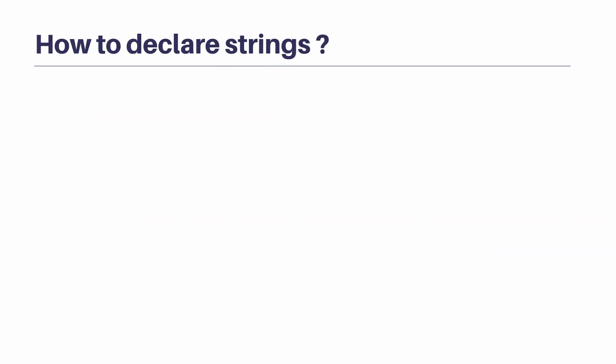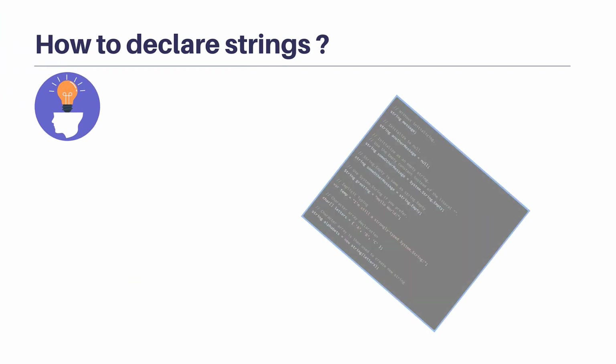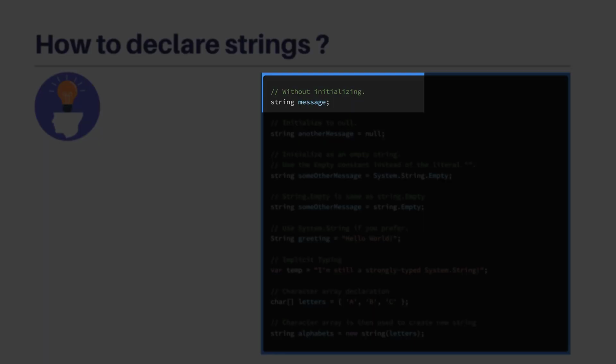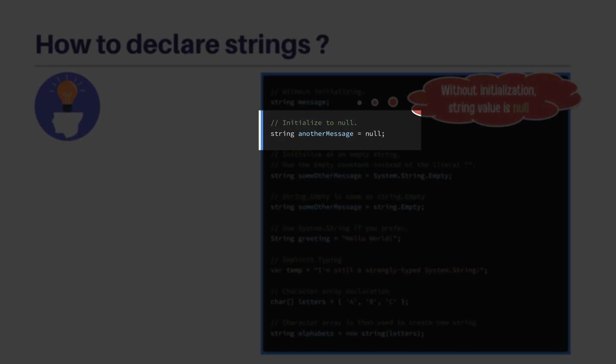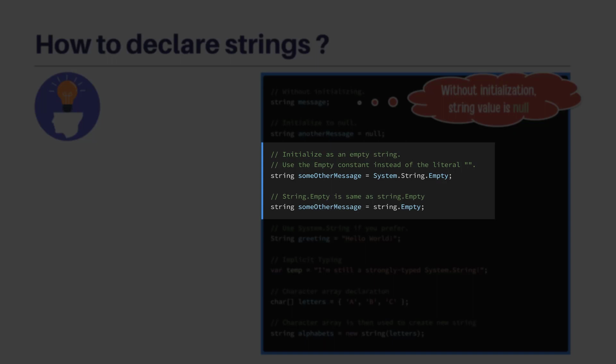Now let's see the various ways to declare a string variable. The first line shows a declaration without initialization. Here we have declared the variable, but we have not assigned any value to it. In this case, the default value is assigned to the variable, and the default value for the string type is null. On the second line, we have declared a variable and we have explicitly assigned null to it. Another way to initialize a string is using the string.Empty constant. As shown here, we can declare a string variable and assign the string.Empty value to it.